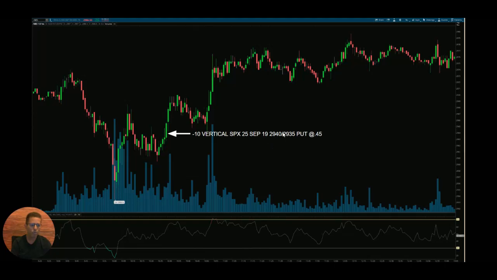Now you can see the numbers that I'm using here. This is the short leg. The 2940 is the short leg. The low was 2953. And I knew that support was around 2958. And so I felt very comfortable putting on this trade, having it at 2940.